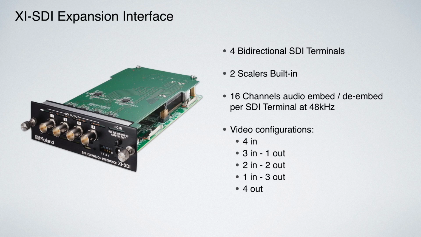So first of all, the XI SDI has 4 bidirectional SDI terminals. There are 2 scalers built into the XI SDI, and those are also capable of de-embedding or embedding 16 channels of SDI audio at 48 kilohertz. Now, these are configurable into video configurations of 4 in, 3 in 1 out, 2 in 2 out, 1 in 3 out, or 4 out. So lots of different flexibility and capabilities with the XI SDI.